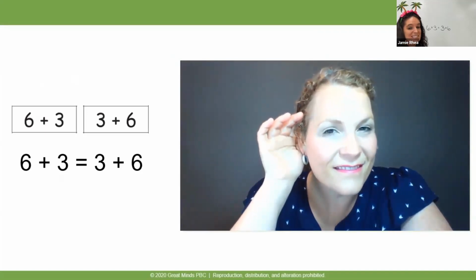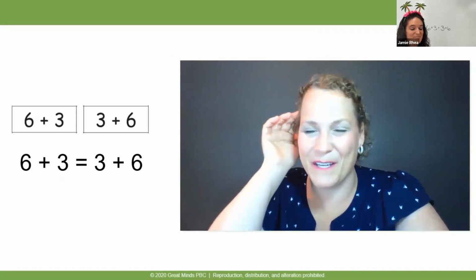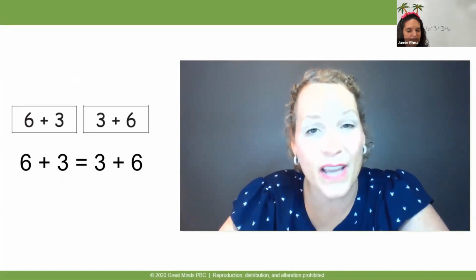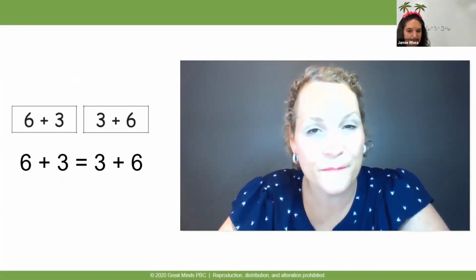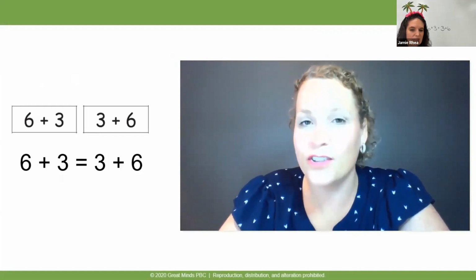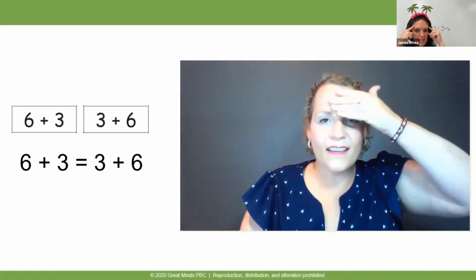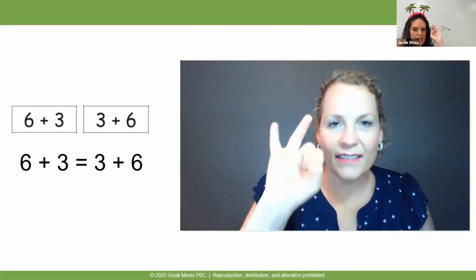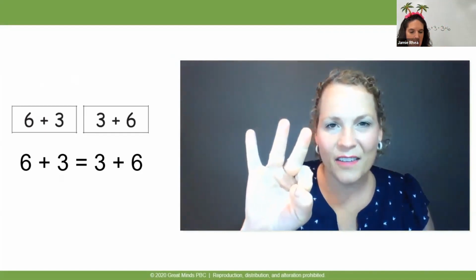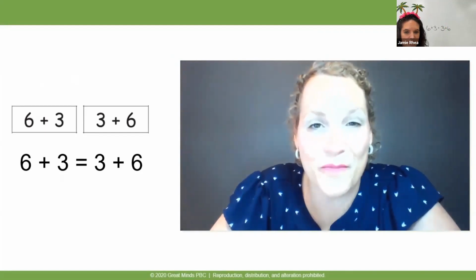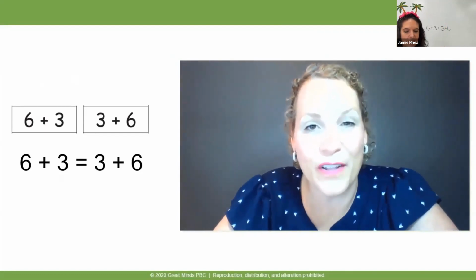I think putting 6 in our brain and counting on 3, because 6 is larger than 3, so there's less that we have to count on. Count on with me, starting with 6. 6, 7, 8, 9. 9. Great job. It's really efficient when counting on when we start with the larger number.